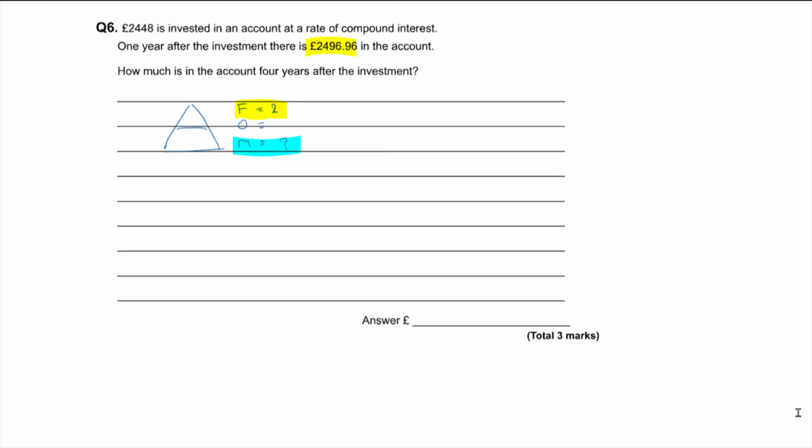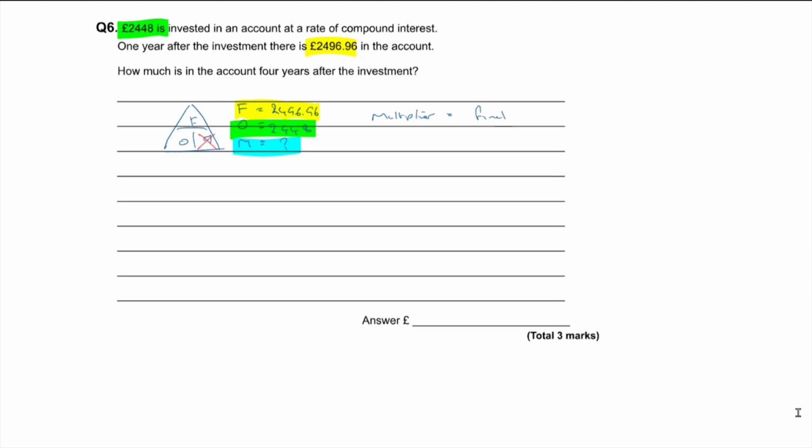That's going to be 2,496.96. And then the original was that one there, isn't it? That's how much money we started with. So that's 2,448. Final, original, multiplier. So the first thing we're trying to find here is M, the multiplier. So we want to work out what the annual interest rate is, and then we can do the compound interest afterwards.